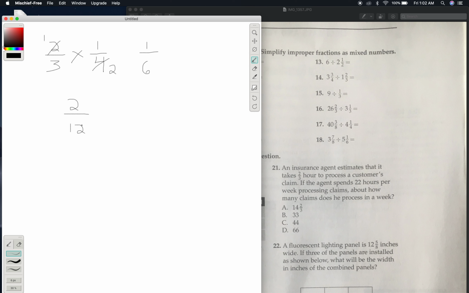Since this is a bigger number, it could be more challenging. Say this was 3 and this was 38, then you'd have to see how many times 3 goes into 38, or find the biggest number that goes into both of them. Canceling deals with smaller numbers, so it makes it a bit easier for you. So your answer for that one is 1 over 6.